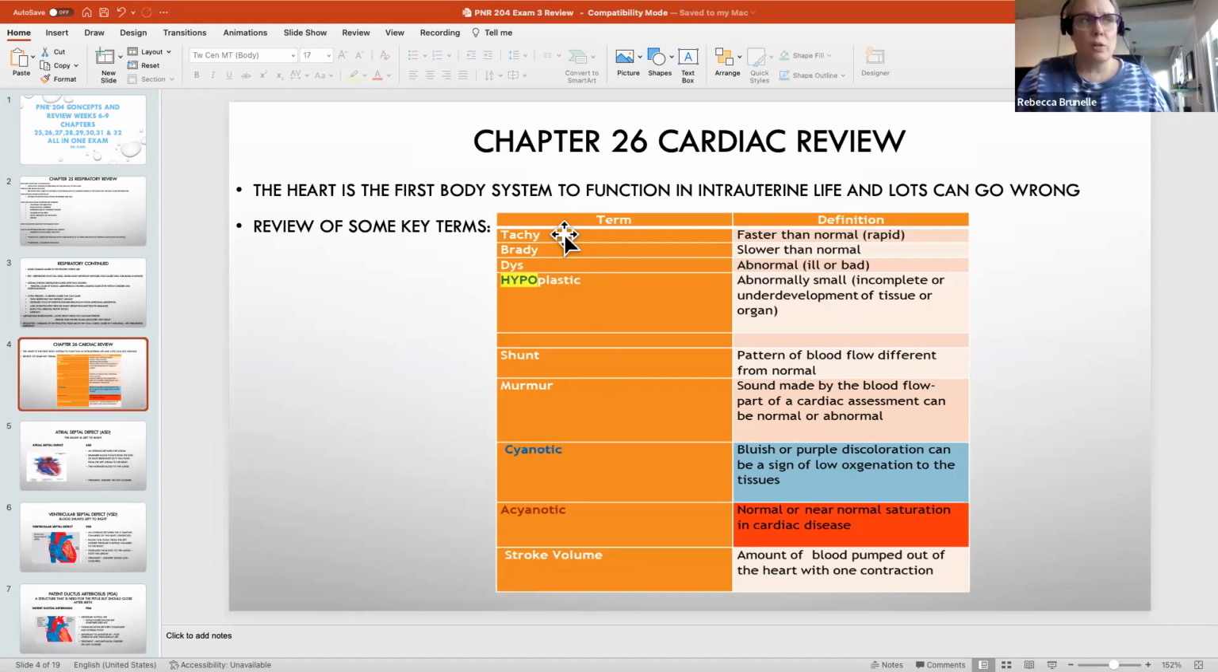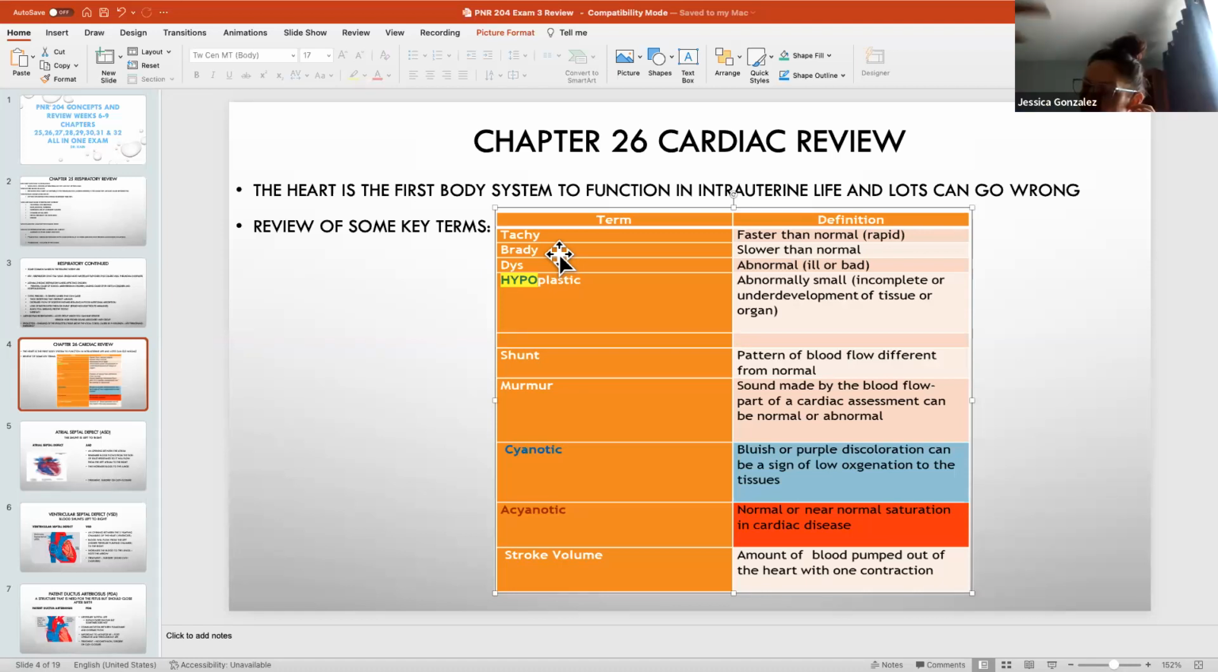So tachy always means fast. So tachycardia is a fast heart rate, and tachypnea is a fast respiratory rate. So if you are ever given a test question and you don't know what words mean, there's probably going to be clues. So tachy is fast, brady is slow. So bradycardia is a slow heart rate. What's the word for a slow respiratory rate? Bradypnea. Yeah, bradypnea.